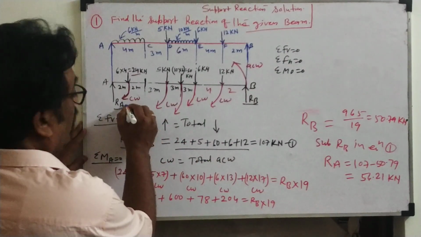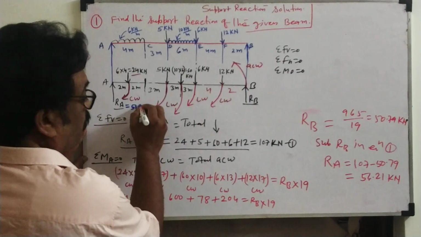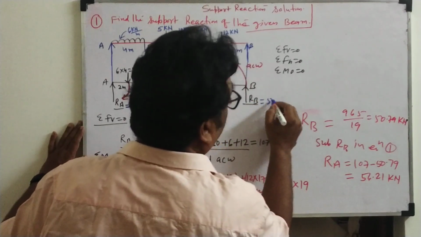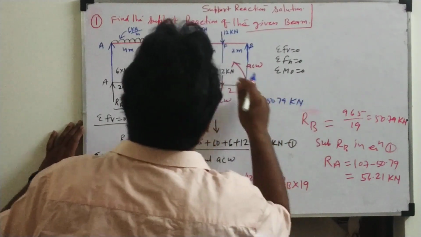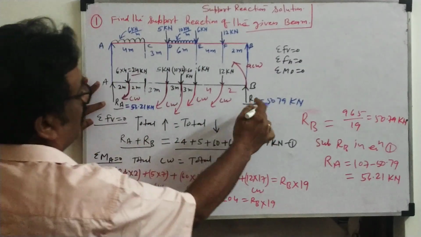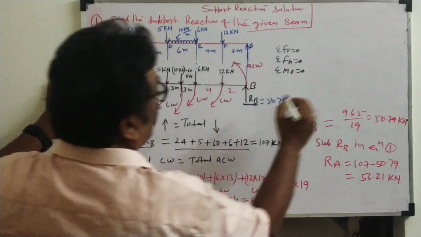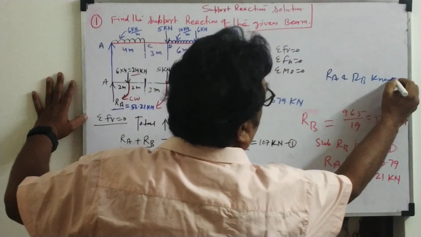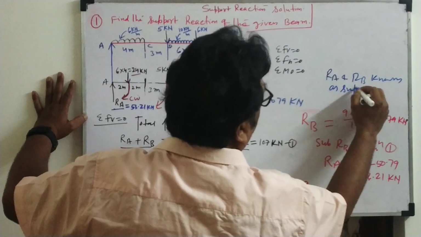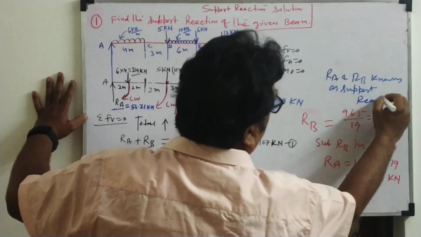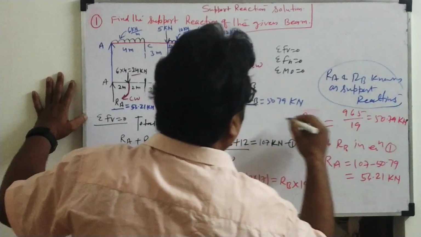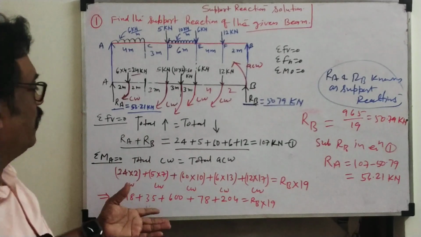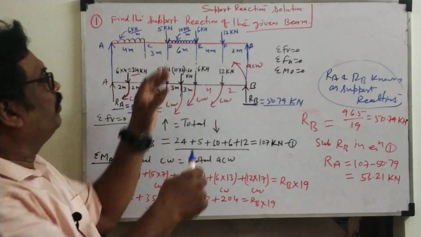So now look here, RA and RB. RA is 56.21 kilonewton. RB is equal to 50.79 kilonewton. So for this given load, this is how RA and RB share. RA and RB are known as support reactions. So we got this answer, RA and RB. So this way we can calculate that.